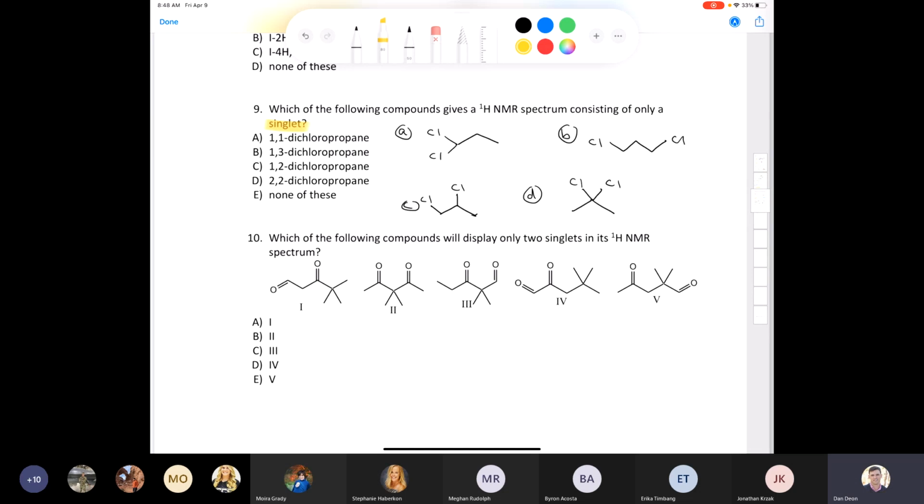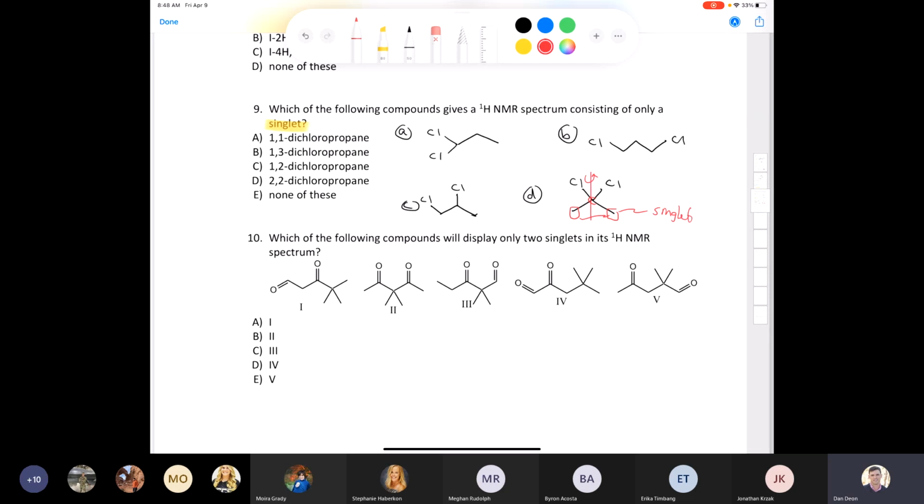Which one of these would give one singlet? We've looked at compounds that don't have a lot of signals. The answer, Autumn and Skylar, you both have the right answer. It's D, because D has an axis of symmetry. These two methyl groups are not split by any protons, because this carbon has no hydrogens attached to it. And so both of these are going to give a singlet.